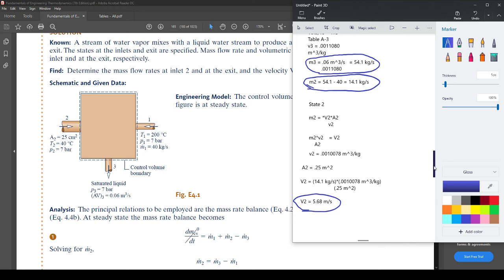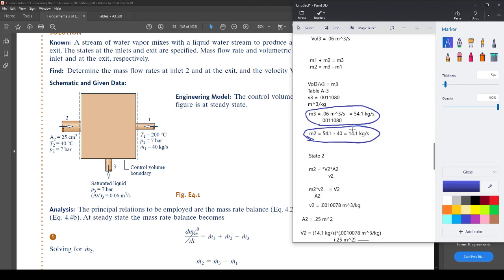So right here we have all the answers that we were looking for: the mass flow rate of 3, the mass flow rate of 2, and the velocity of 2. So we found everything that we needed to find here. These are how a lot of these questions end up going, though. They'll give you things like a turbine with 2 inlets and 1 outlet, and they give you all this same stuff. So this type of question is exactly the same. You will be getting things like this, and you have to just find other things.